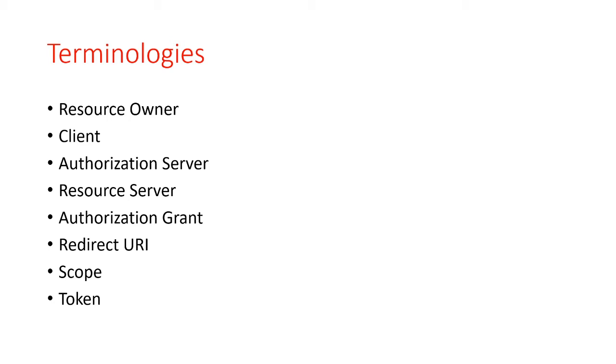After getting the token, the client can access the data hosted on the resource server, but what kind of access it would have is defined by scope. And then we have our tokens. We are going to look into ID and access tokens today.